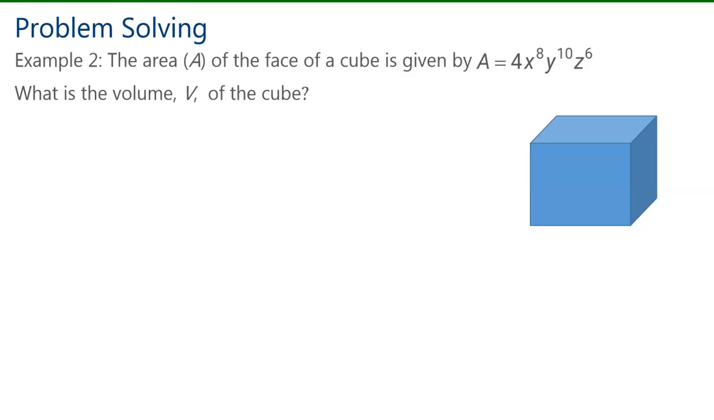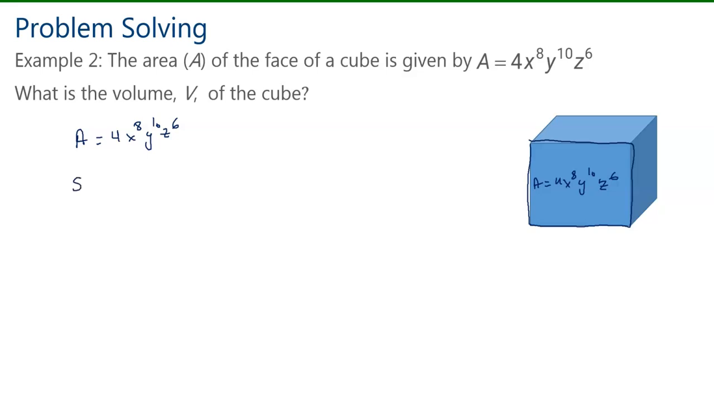Here's our second problem. The area A of the face of a cube is given by A equals 4x to the 8, y to the 10, z to the 6. What is the volume V of the cube? Well, we know that the area, which is just one face, we consider it to be the front face. Here's the area. It is 4x to the 8, y to the 10, z to the 6. So that's our area. From the area, we need to get our side length.